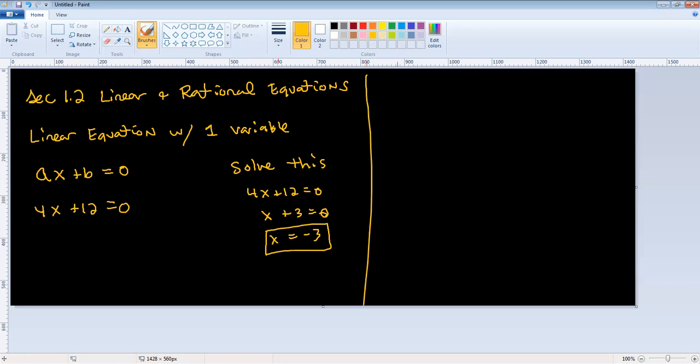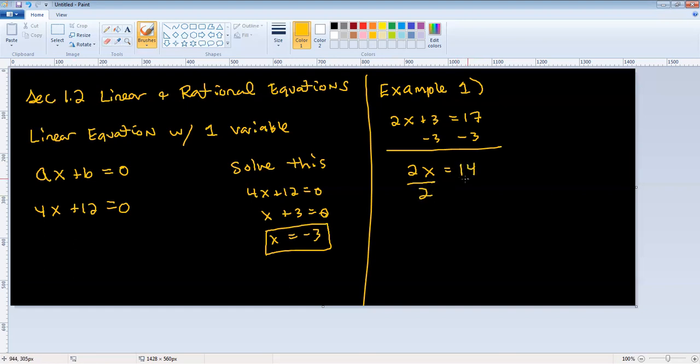Here is an example. Okay, example 1. We are going to solve this thing right here. So 2x plus 3 is equal to 17. How do we solve this? Well, you can move the 3 over. Then you have 2x is equal to what? This is going to be 14. And then what you can do is you can divide by 2 here. So you can have x is equal to 7. That is how you do this.